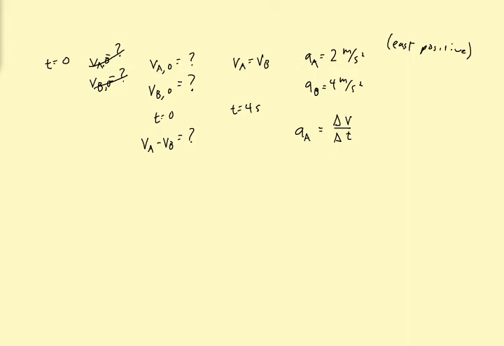So acceleration of A was delta V sub A over delta T, and then acceleration of B was delta V sub B over delta T.